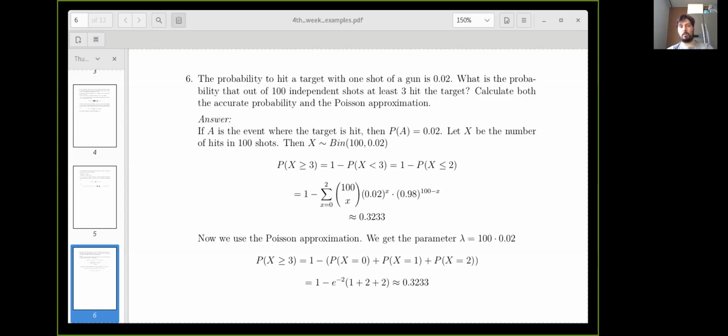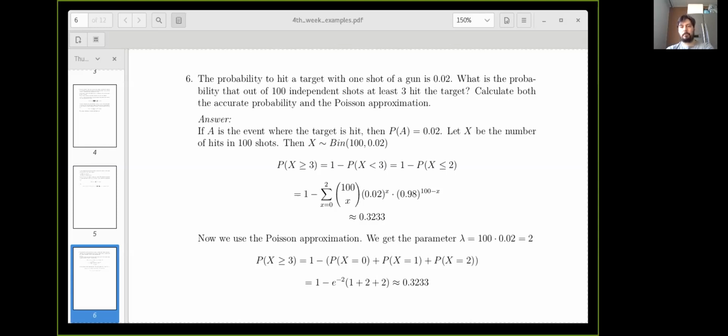I punched it into the calculator, and I get 0.3233. So we got about a 30% chance of hitting 3 or more targets if we have a 2% chance of hitting 1, and we shoot 100 times. The expected number of hits is 2, right? 0.02 times 100, that's 2. And I could write here, the parameter lambda is 100 times 0.02, so that would be 2. I'm going to just write that.